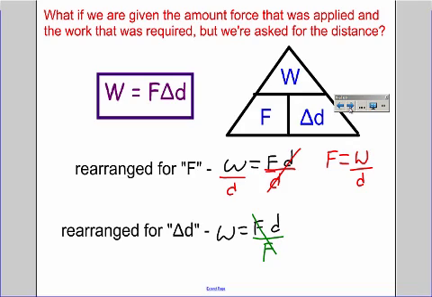What we do to one side, we must do to the other. Okay, so work divided by F, we did the same thing. These two cancel each other out, and so we're left with distance equals work over force, or work divided by force. So these are those two formulas that you can use if the question asks you to solve for force or solve for distance.